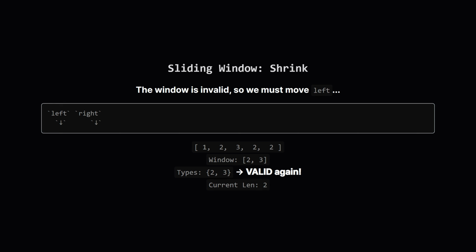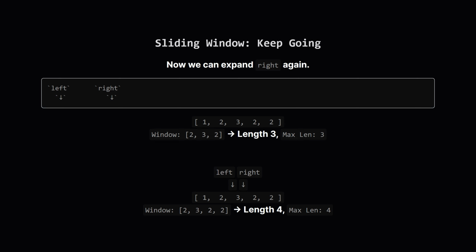We move right to the next 2. The window becomes 2, 3, 2. Still only 2 types, 2 and 3. The length is 3. That's a new max.